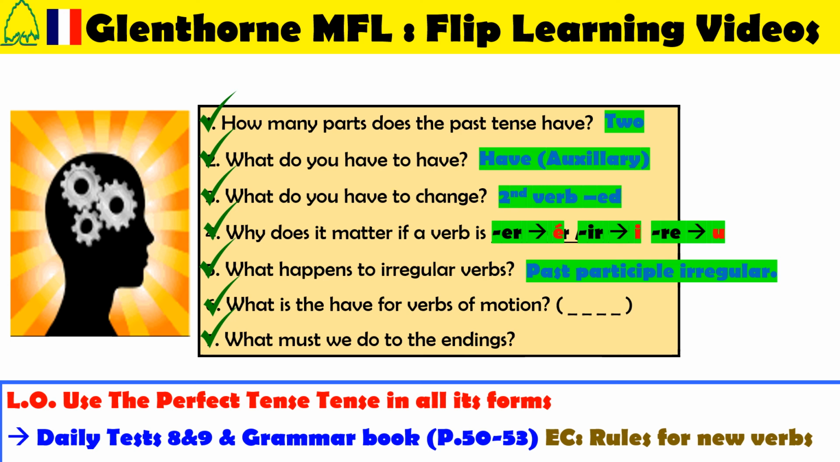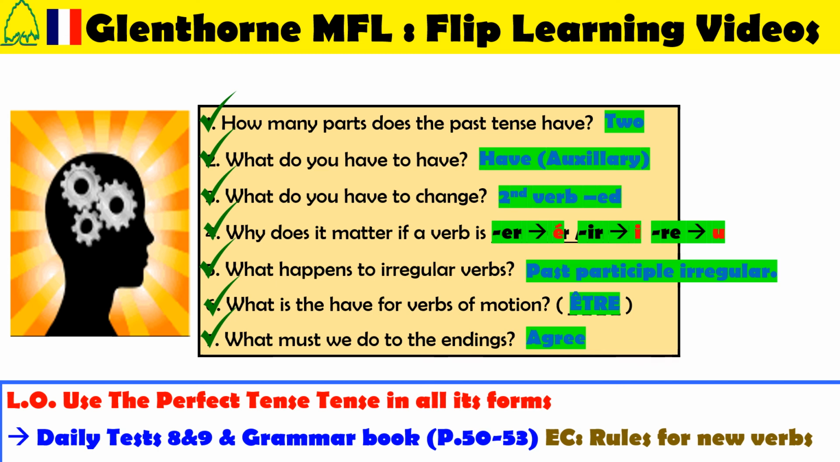There's a really good list on these slides. Use it. What is the have for verbs of motion? You don't say I have gone. You say I am gone. You need to use être for verbs of motion. You can remember them through Dr. Mrs. Van der Tramp and remember all reflexive verbs in the past tense as well. What must we do to the endings? They have to agree. They have to agree. Those are the 7 rules.